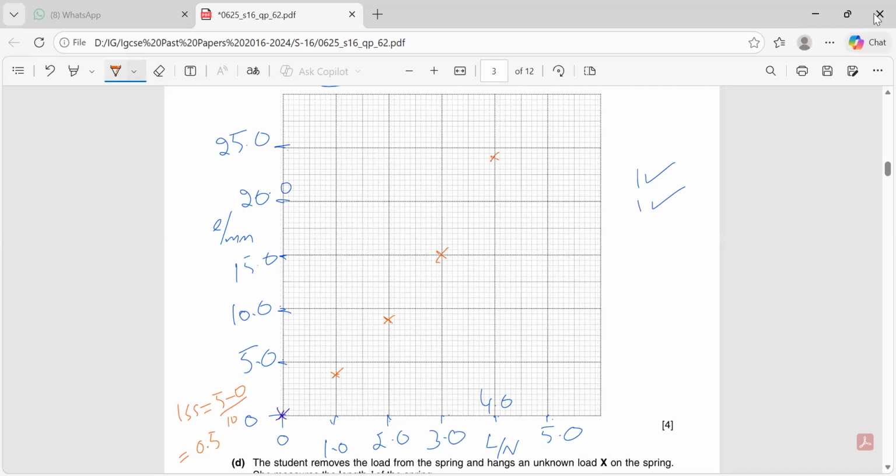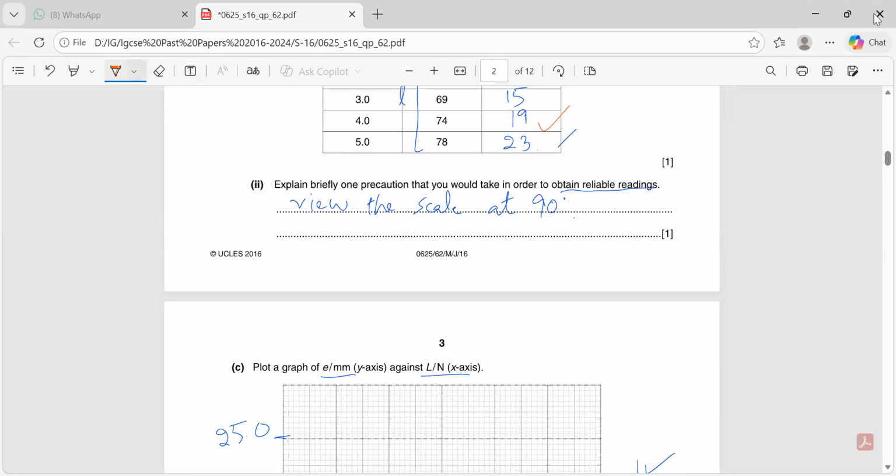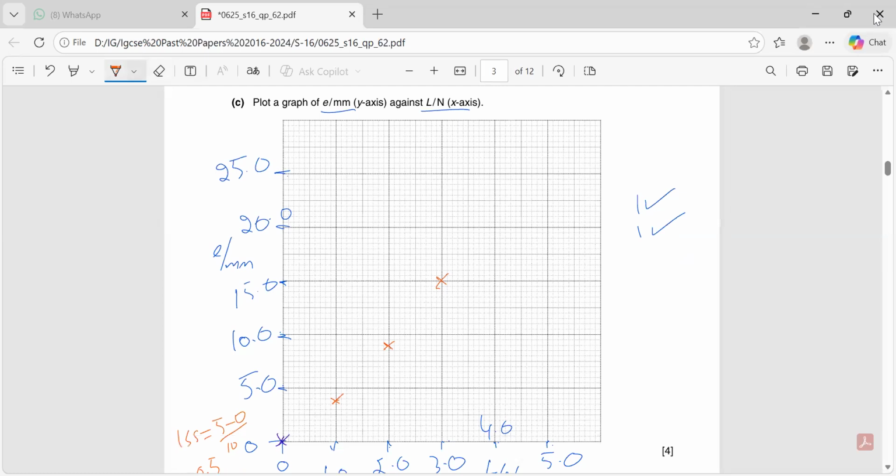And at 5 it is 23. So oops, I did it wrongly. This is 24. No, it is 19. At 3 it is 19, and then 23. At 4 it is 19, sorry. So 19 is here.